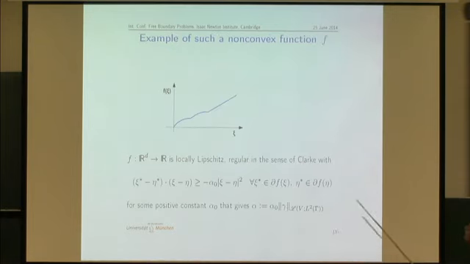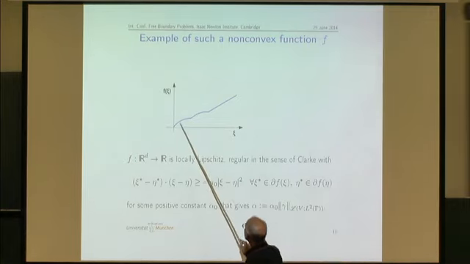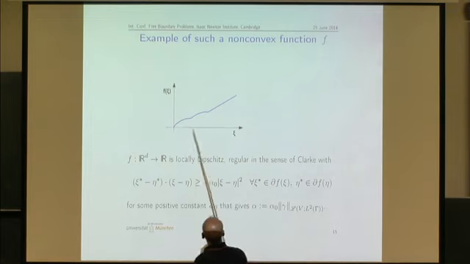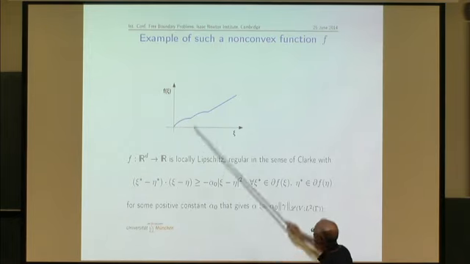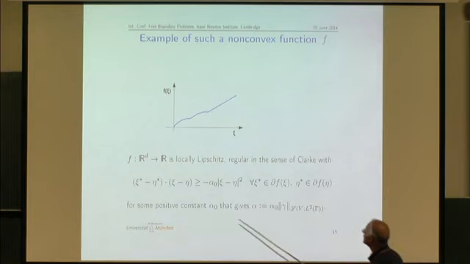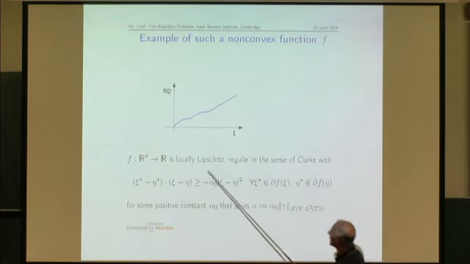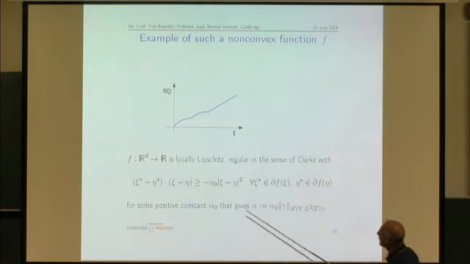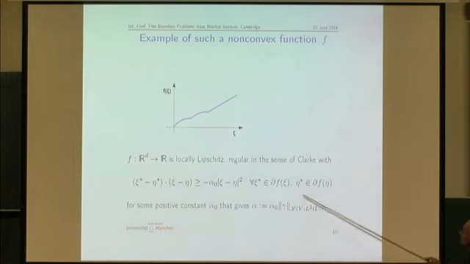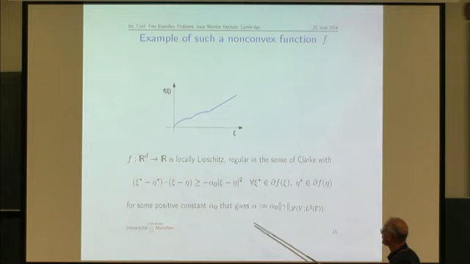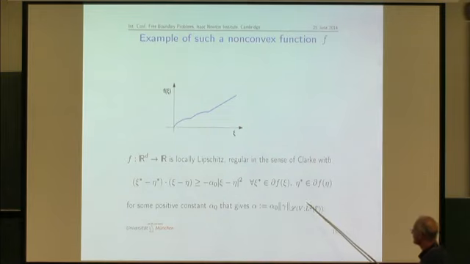And to give some examples of such non-convex functions, let's look at this graph. It is just a maximum of quadratic functions, which are convex-concave functions, and you observe that these are locally Lipschitz functions, and which are regular in this sense. So you can apply the theory just before, and you find this constant alpha in this way here.